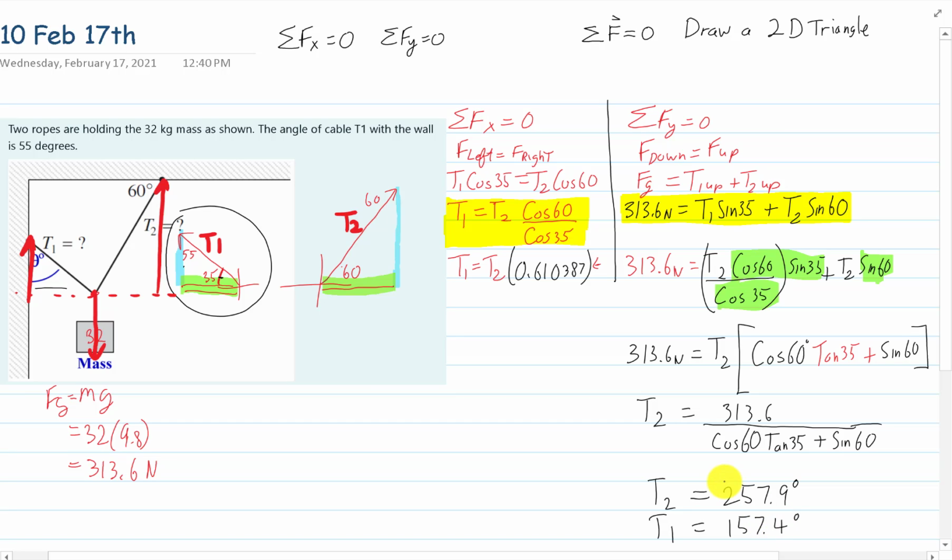Next video, I'm going to do it in a 2D triangle. Easier, quicker, but you can make a bigger mistake if you don't like the geometry.